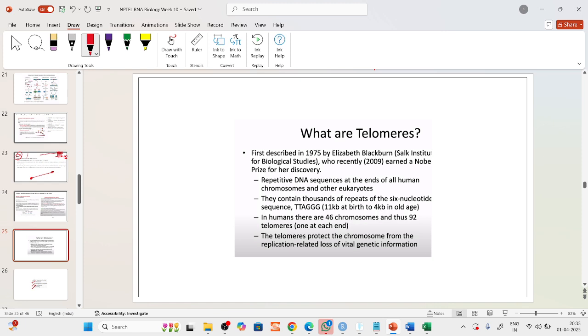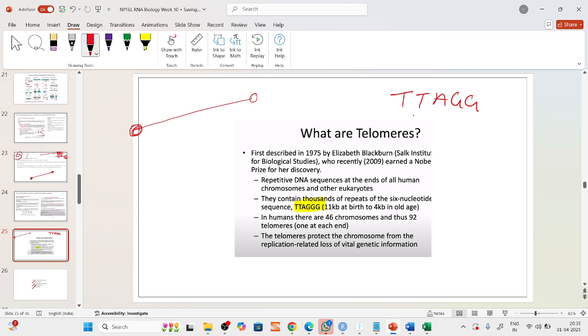So basically, telomeres are what? These are the repetitive DNA sequences. If this is a chromosome, at the end you have some repetitive sequences, and these are present at the ends and are known as telomeres. They contain thousands of repeats of a 6 nucleotide sequence, TTAGGG. So this is the sequence of telomere. It is important. TTAGGG. This sequence is repeated thousands of times.